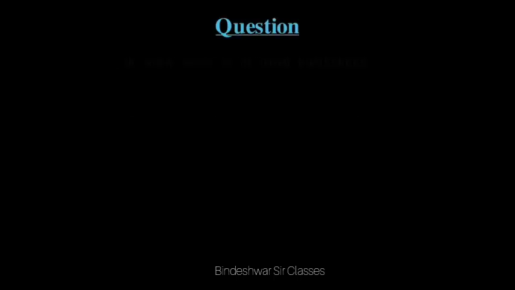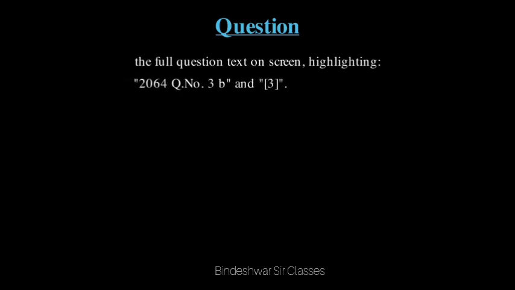Hello, Class 12. Today, we're tackling a numerical problem from the 2064 question paper, question number 3B. It's a 3-mark question about alloys and density. Let's read it together. An alloy of mass 588 grams and volume 1,000 cubic centimeters is made of iron and aluminum. The density of iron is 8.0 grams per cubic centimeter and aluminum is 2.7 grams per cubic centimeter. We need to calculate the proportion by volume and by mass of the constituents.